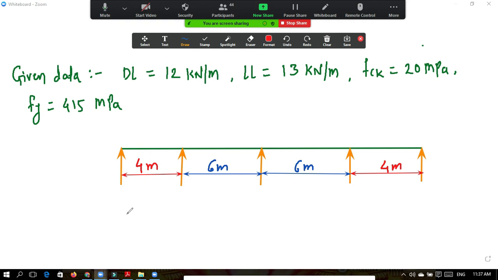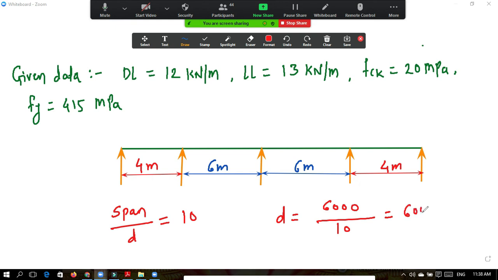So the span to depth ratio in the case of a continuous beam. What is the span to depth ratio? It is span divided by d, which is equal to 10. Span to depth ratio is 10. So now d is equal to, what is the span? Take it as 6000 divided by 10. So again you get the value d equal to 600 mm. Again assume 30 mm clear cover and 20 mm bar diameter. So you will get the overall depth.